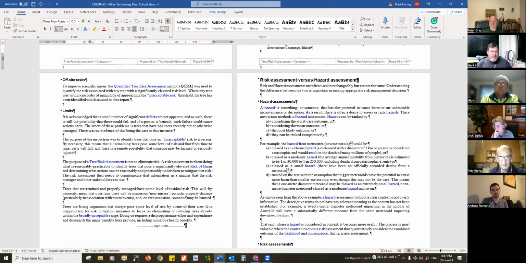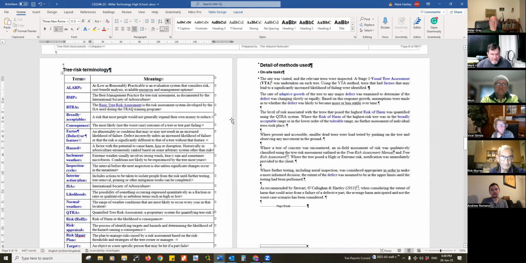In fact, the only way I know of really to get rid of risk is to kill people. Once you're dead, you've got no more risk. Everything up until then is about risk. Then we talk about the difference between a hazard assessment and a risk assessment. Again, this stuff is provided, and I make that clear up here.